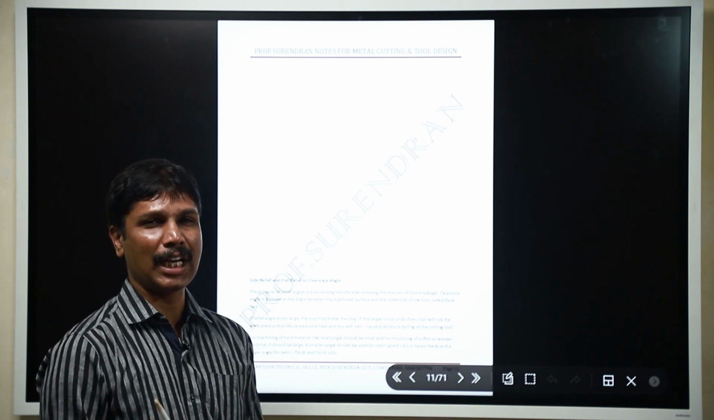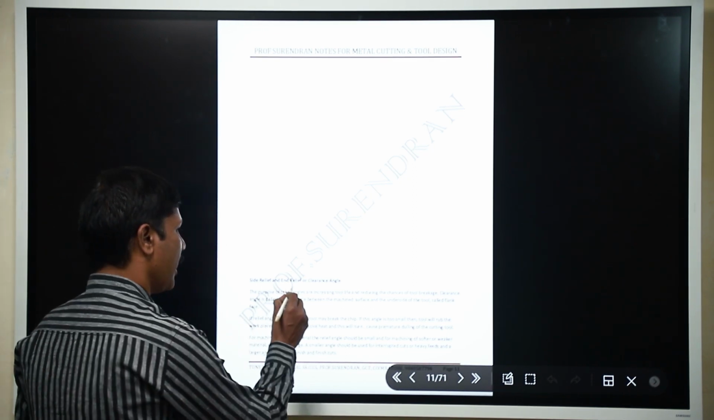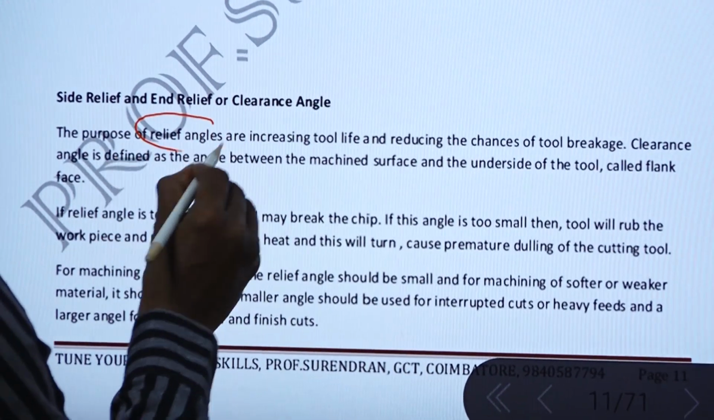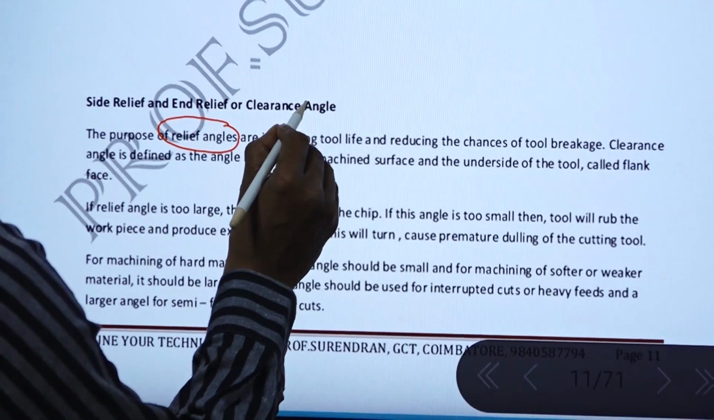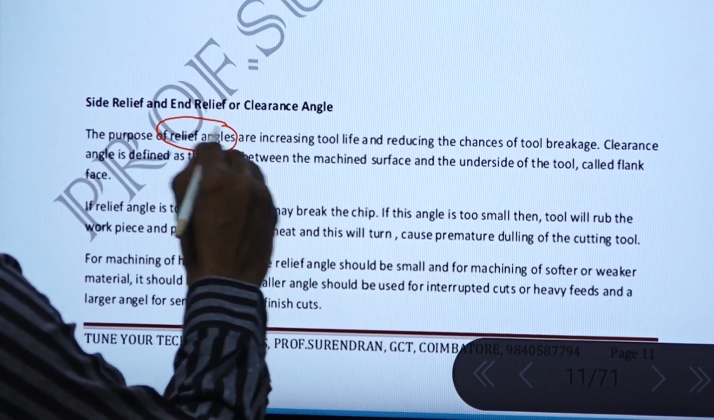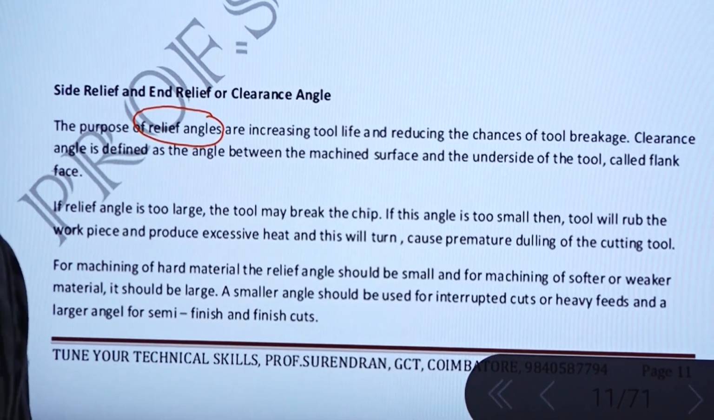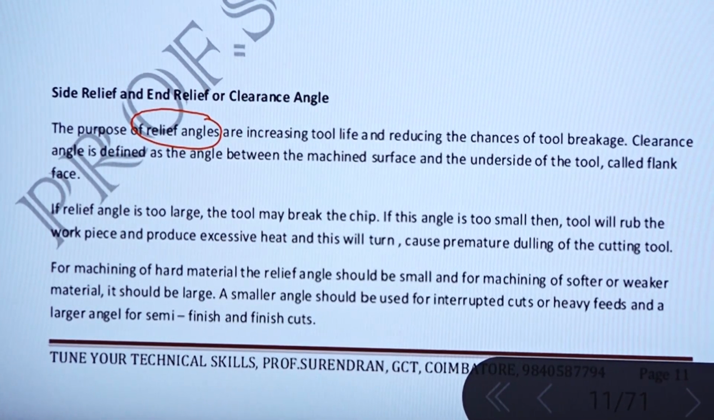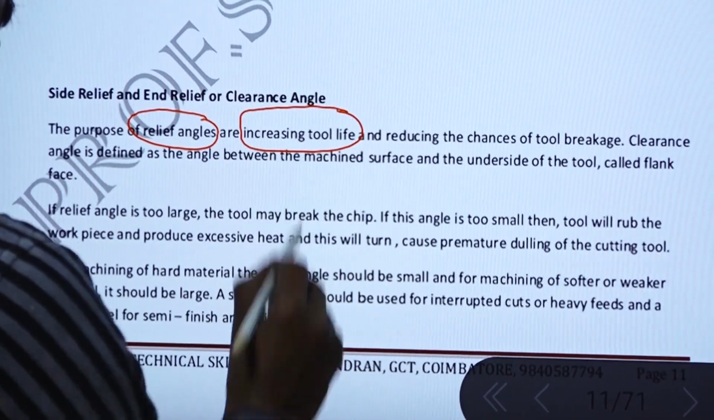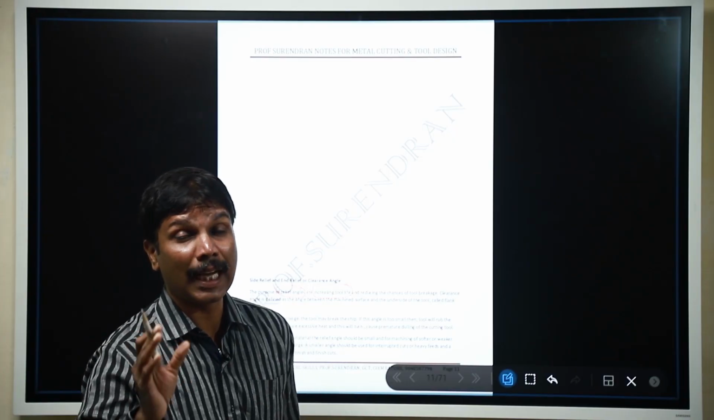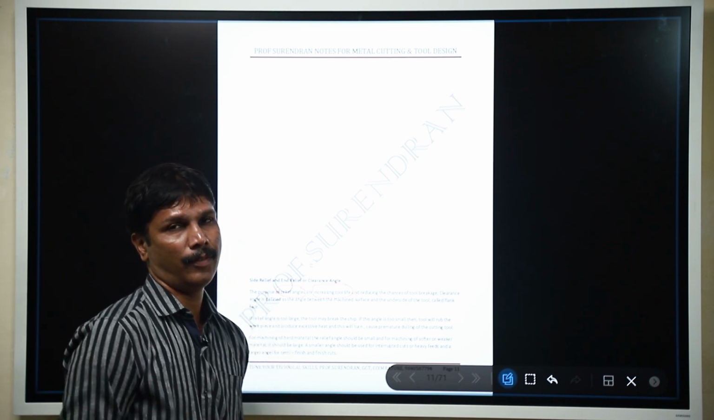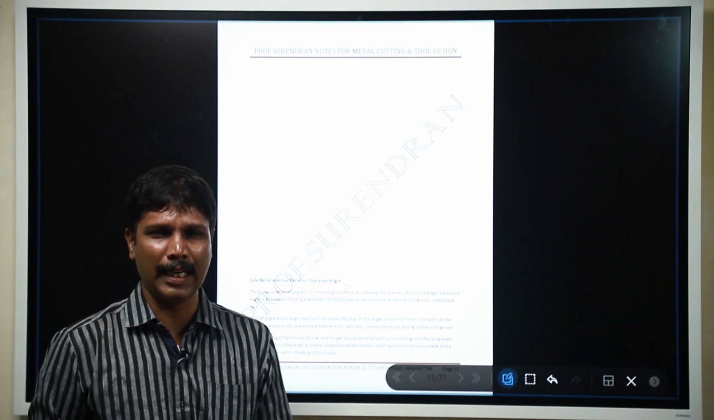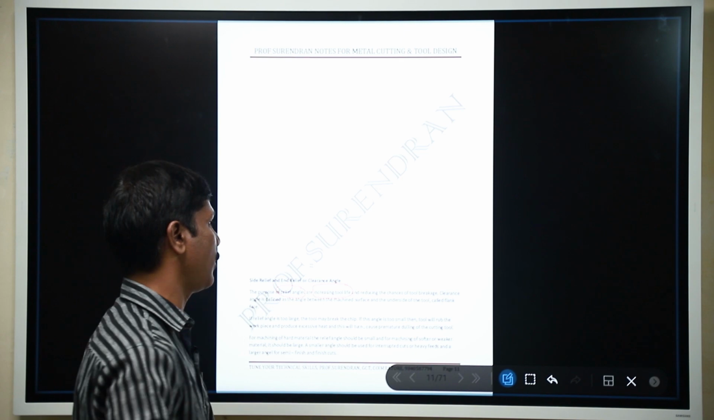Next we are going to discuss the relief angle, also called the clearance angle: side relief or end relief, side clearance or end clearance. What is the purpose of the relief angle? Why is the clearance given? The clearance is given to increase the tool life. That means it reduces the chance of tool breakage. We are safeguarding the tool. As an engineer, we should make safety our first priority.